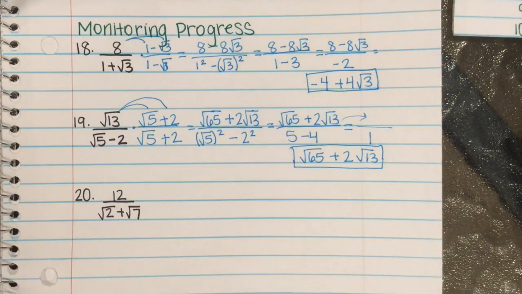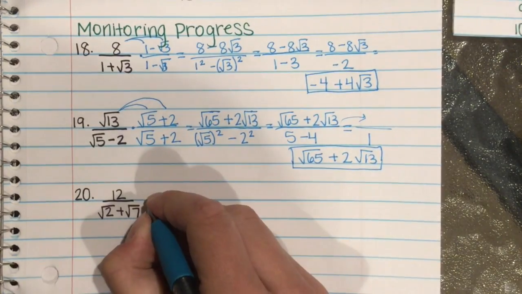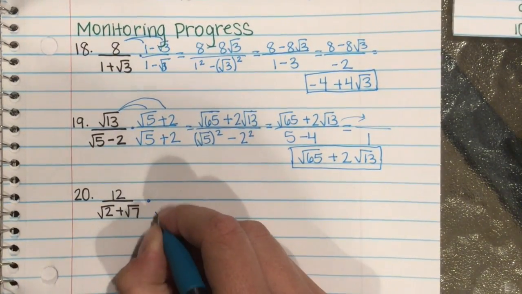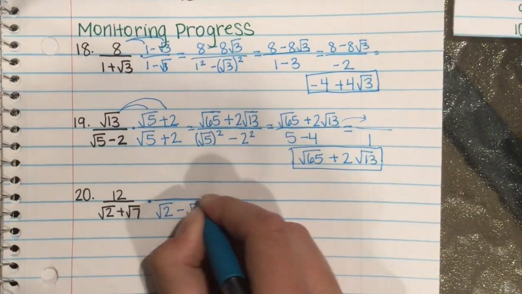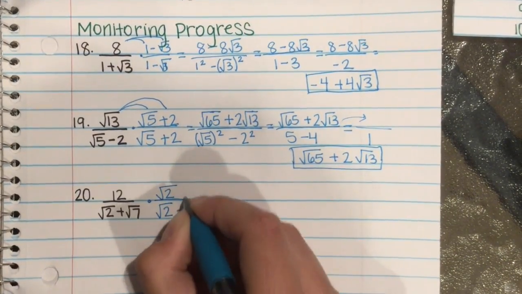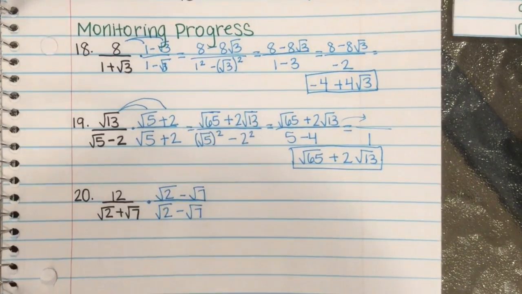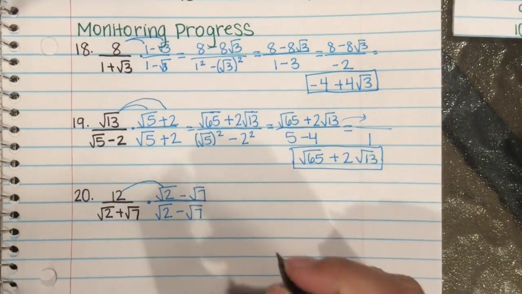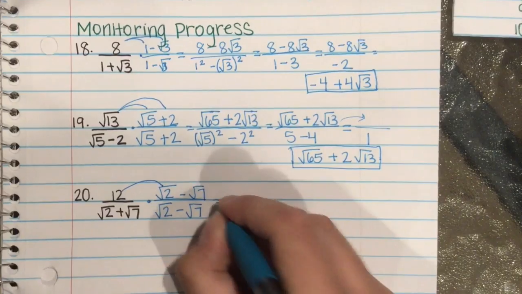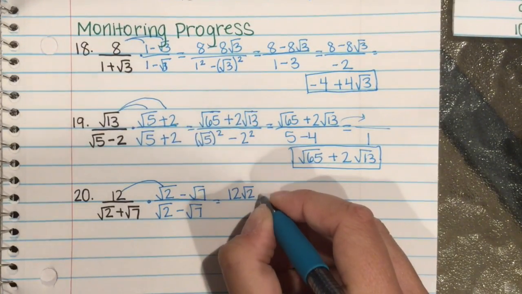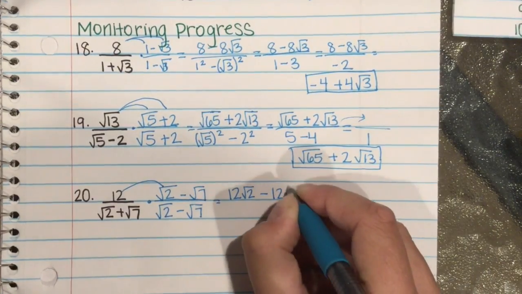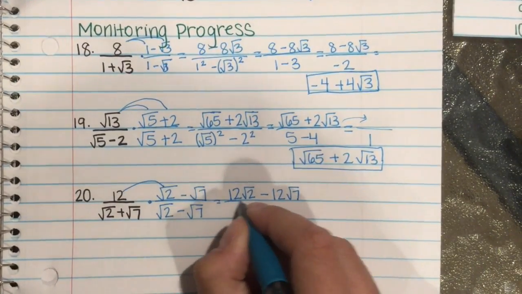All right, and then in number 20, again, to get rid of the square roots in the denominator, in order to rationalize the denominator, I'm going to multiply by the conjugate, which is the square root of 2 minus the square root of 7. And that'll be in the numerator as well. So 12 times the square root of 2 is just 12 square root 2 minus 12 square root 7.